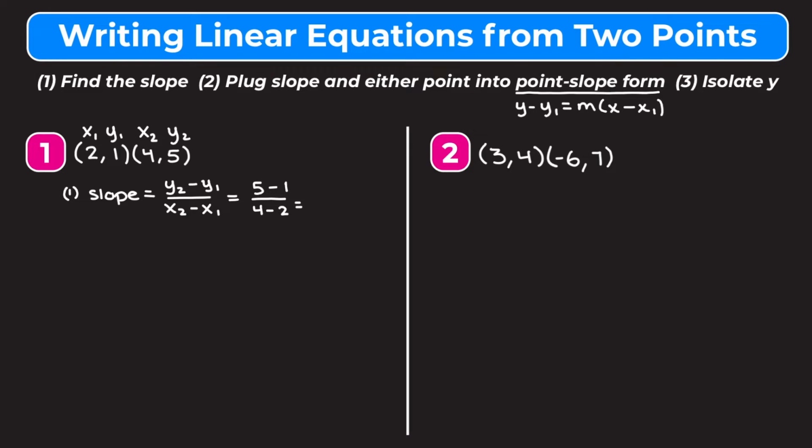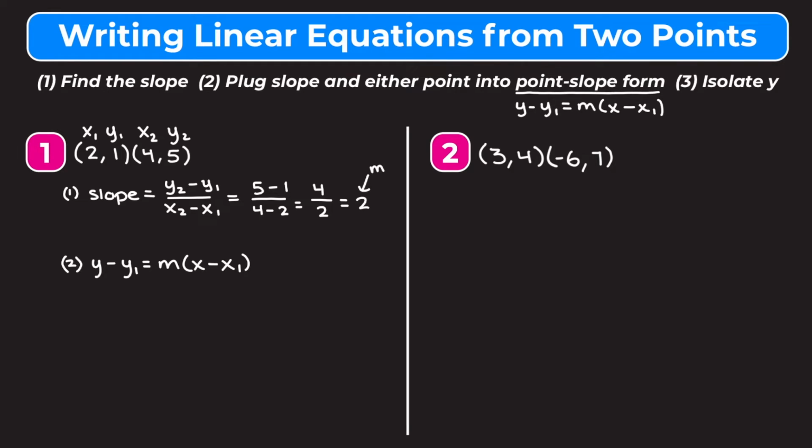We want to simplify this. 5 minus 1 is 4, 4 minus 2 is 2, and 4 over 2 simplifies to 2. So now we have our slope, which is also equal to our m. Let's remember that. So now we need to plug this into point-slope form. So I'll start by just rewriting point-slope form. So we have y minus y1 is equal to m times x minus x1.